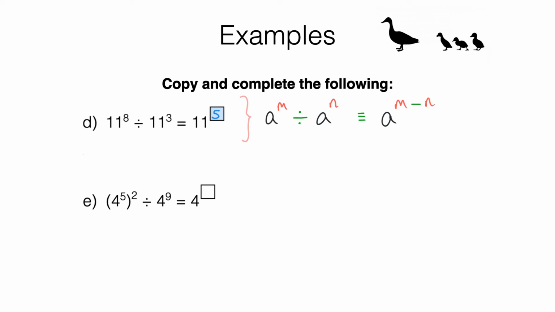Notice how this rule relates to the first one we saw. When you're multiplying powers with the same base, you can add the indices. When you're dividing powers with the same base, you subtract the indices. Finally, we've got question E that pulls together the rules we've seen so far. Pause the video and have a go at this.